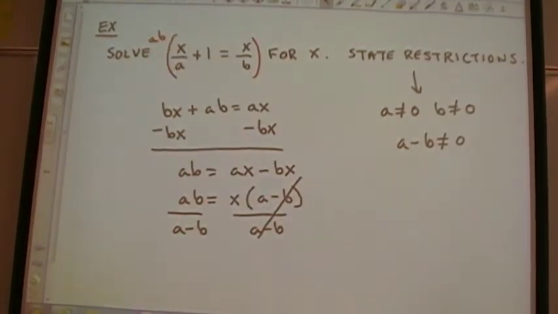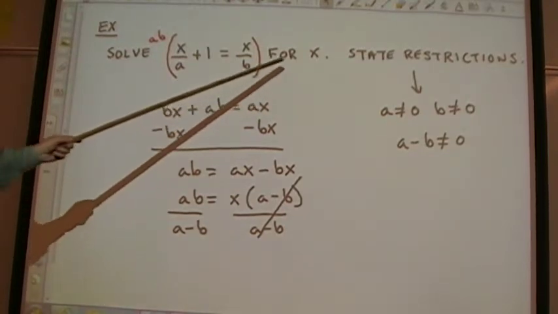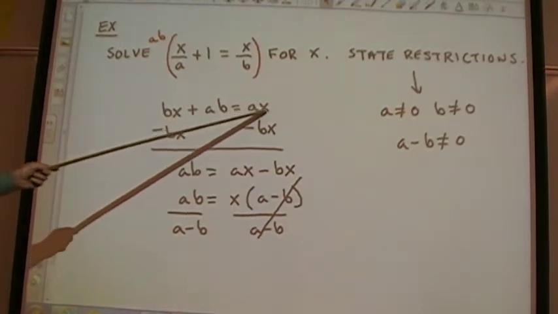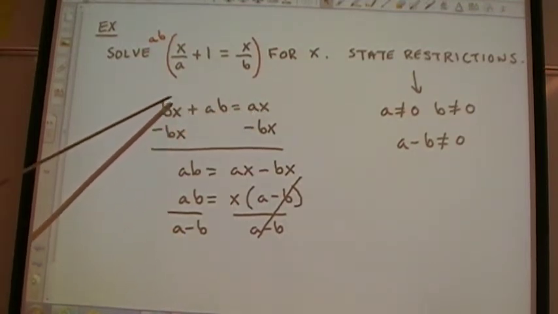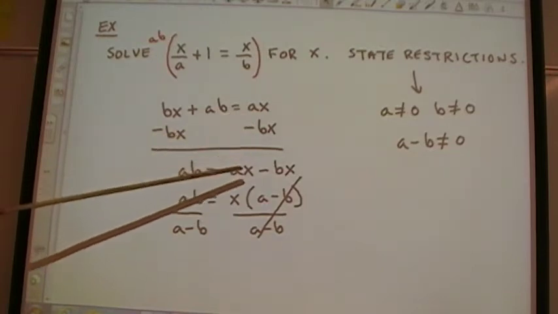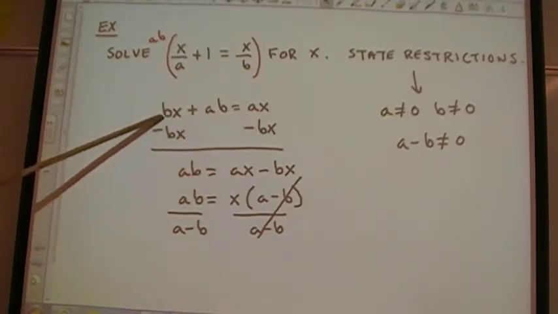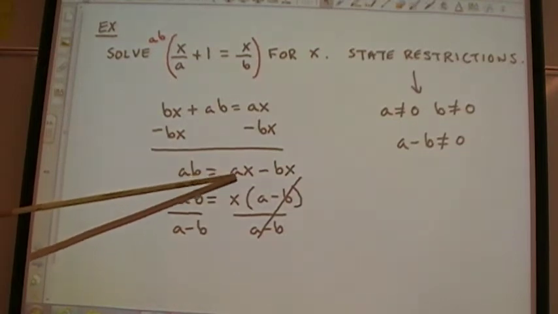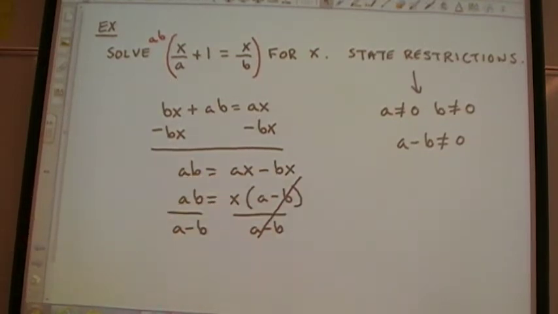Now, when you're solving for a variable, in this case I'm solving for x, but the problem is I see x more than once. The variable you're solving for, you can only see it one time in the problem. So to get to that point, I need to get the x's together. So what I did was subtract bx from both sides. So I'm left with ab equals ax minus bx. Now I've got the x's on one side.